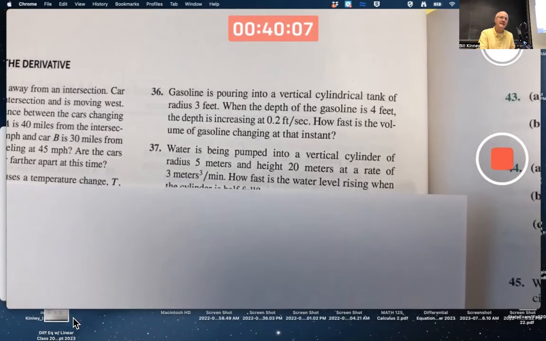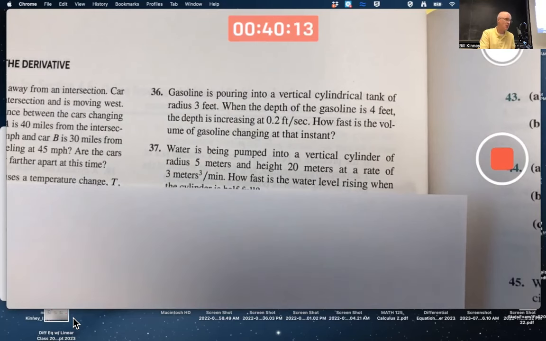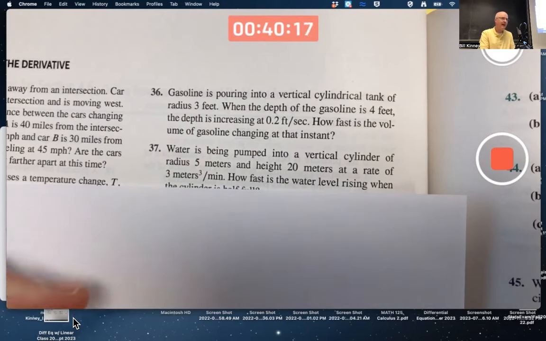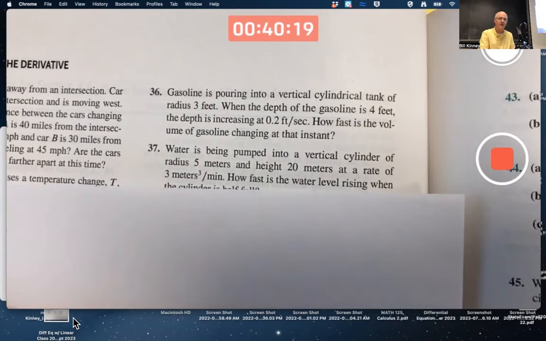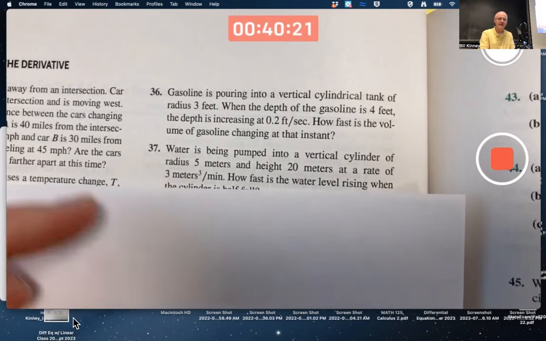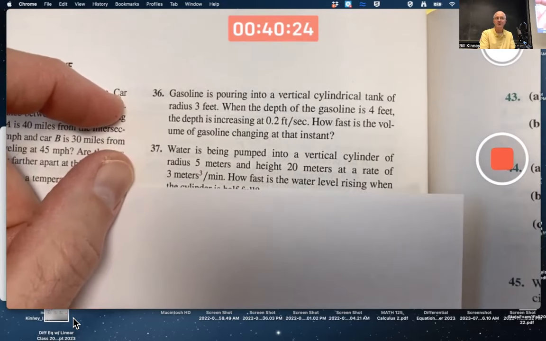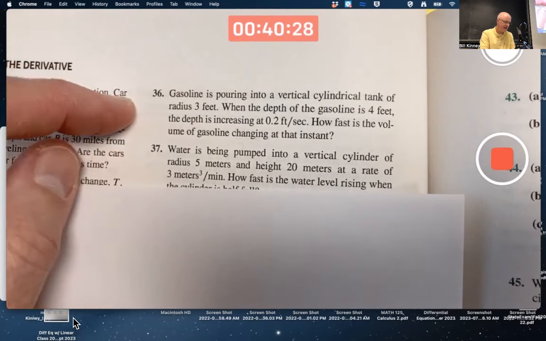Section 4.6 is the content for your homework due on Friday. It's about what are called rates and related rates, especially an emphasis on related rates. And there's lots of practical kinds of problems you can talk about when you think about related rates. Let's start by thinking about problems 36 and 37 here in section 4.6.